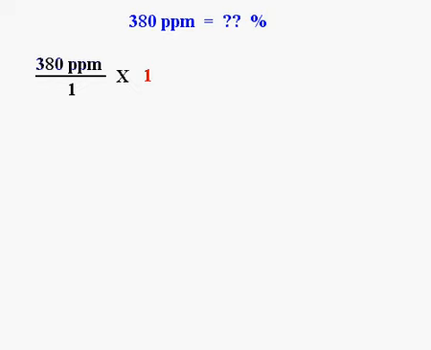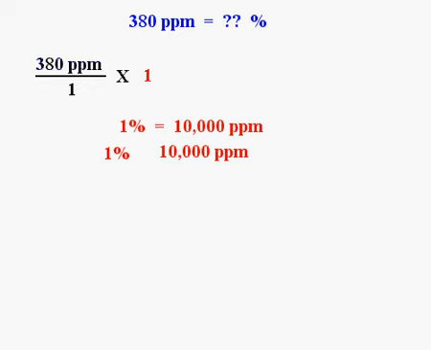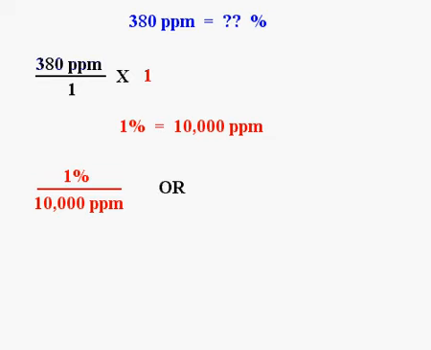How do we express the number 1? We use the conversion relationship between parts per million and percent. That was given in the book. 1% is the same thing as 10,000 parts per million. Now, since 1% equals 10,000 parts per million, I can take those two things and put them over one another and still have 1. So I can make a fraction that is 1% over 10,000 parts per million, and that equals 1. Or I can make a fraction that is 10,000 parts per million over 1%.